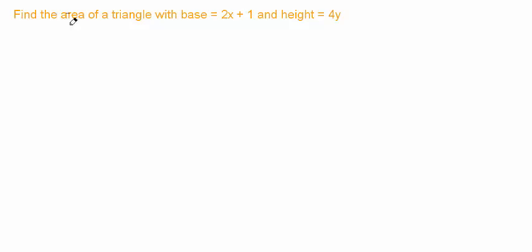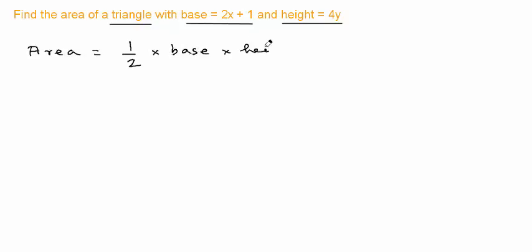Find the area of a triangle with base is equal to 2x plus 1 units and height is equal to 4y units. We know that the area of a triangle is given by the formula area is equal to 1/2 times base times the height. So this is going to be equal to 1/2 times, the base is 2x plus 1.